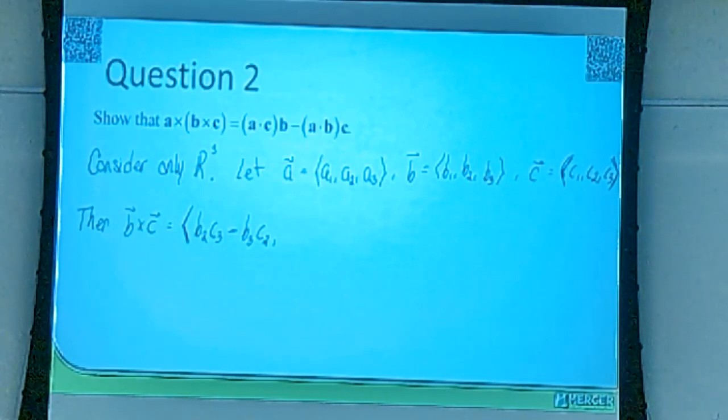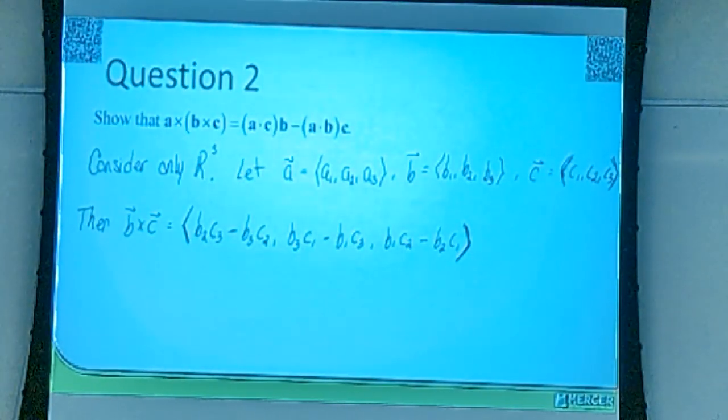And again, I'm going to flip the order. So it wouldn't be B1C3 first, it would be B3C1 first, because you're multiplying by a negative. There is your cross product, B cross C.